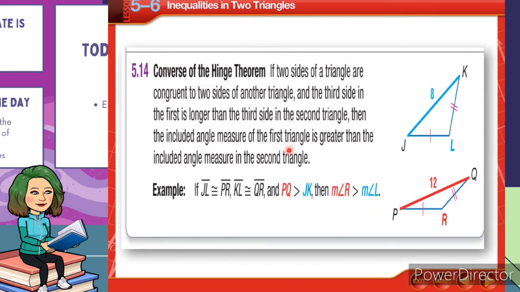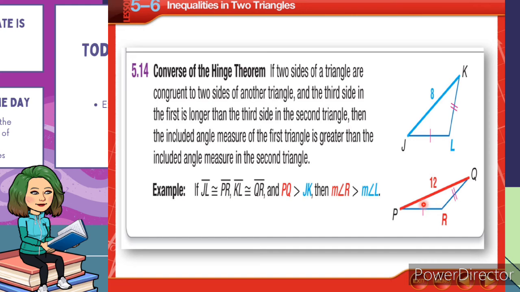Kung kanina meron tayong side angle side, meron naman tayong converse of the hinge theorem, kabaligtaran. Ano naman ang pinag-uusapan natin dito? If two sides of a triangle are congruent to two sides of another triangle, and the third side in the first is longer than the third side in the second triangle, then the included angle measure of the first triangle is of course greater than the included angle measure of the second triangle. So, ito yung kabaligtaran ng hinge kanina. Kaya nga tinawag siyang converse, kabaligtaran.